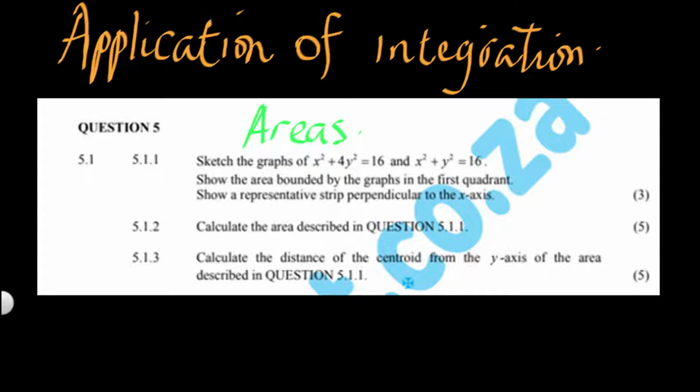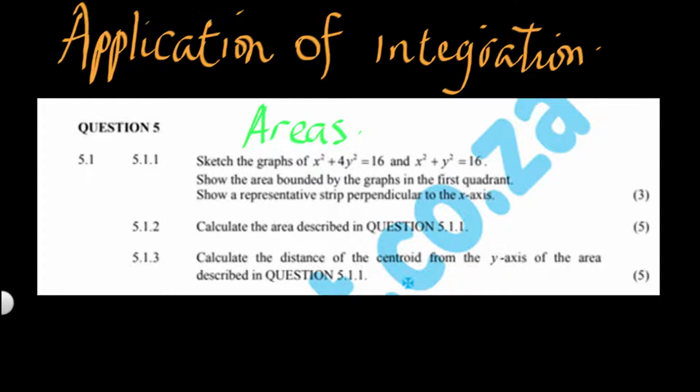Now, this is the question that we have. Question number 5.1.1 says sketch the graphs of x squared plus 4y squared equals 16 and x squared plus y squared equals 16, and show the area bounded by the graphs in the first quadrant and show a representative strip perpendicular to the x-axis.